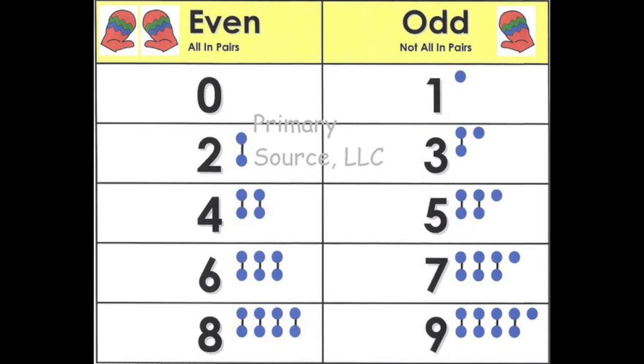For 7, it's the same thing. You have 3 equal groups or pairs and 1 left over. And for 9, it is also the same thing. You have 4 equal groups or pairs and 1 left over. The 1 left over for all of these is a signal to us that this is therefore an odd number.